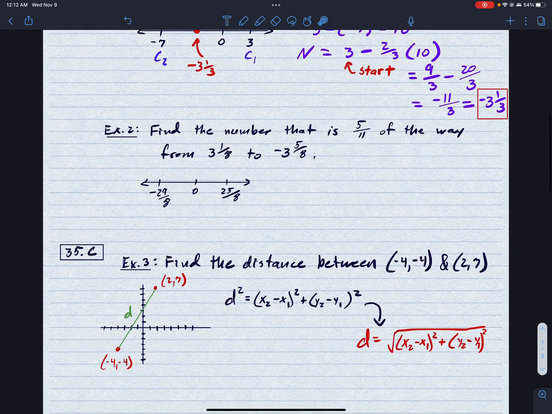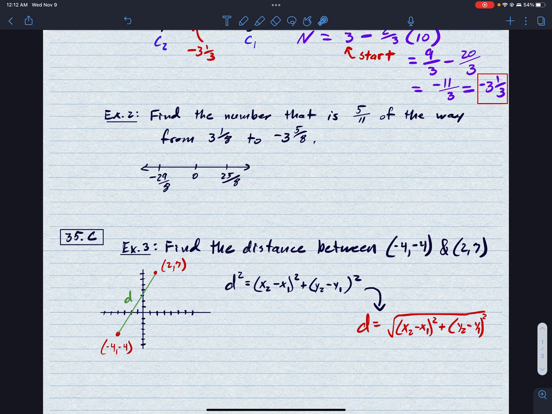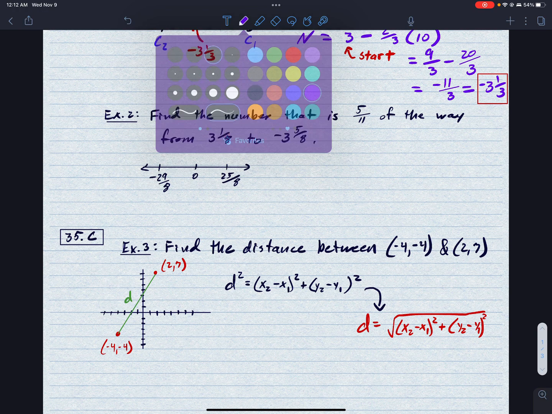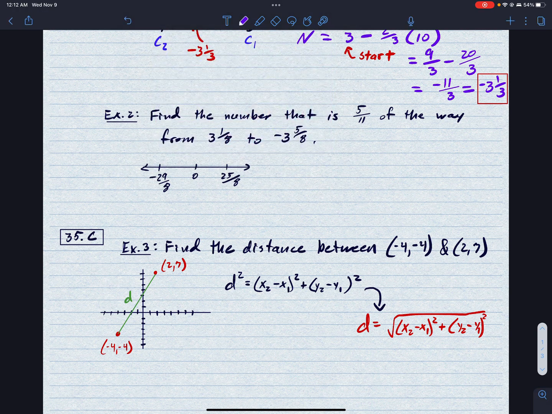If you want to pause the video, try this example on your own, and then come back and look at it, that might not be a bad idea. All right, so in this example, we're given much more complicated numbers. We're asked, find the number that is 5/11 of the way from 3 1/8 down to negative 3 5/8. Well, I've already taken the liberty to change 3 1/8 to 25 over 8, and negative 3 5/8 to negative 29/8. All right, so the first thing I'm going to do is try to find the distance between them.